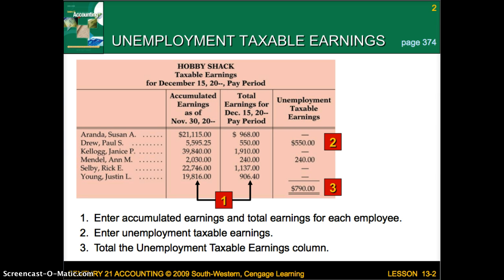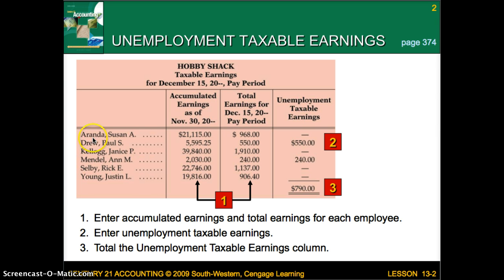And they have to pay on the first $7,000 earned by each employee in each calendar year. So that's something that you need to remember, that number 7,000, that you're going to get taxed on that first 7,000. After that $7,000 is earned and you've been taxed on it, you no longer will be taxed on your unemployment. So the first thing that we need to do is look at your accumulated earnings for the year, and then as far as this pay period goes.